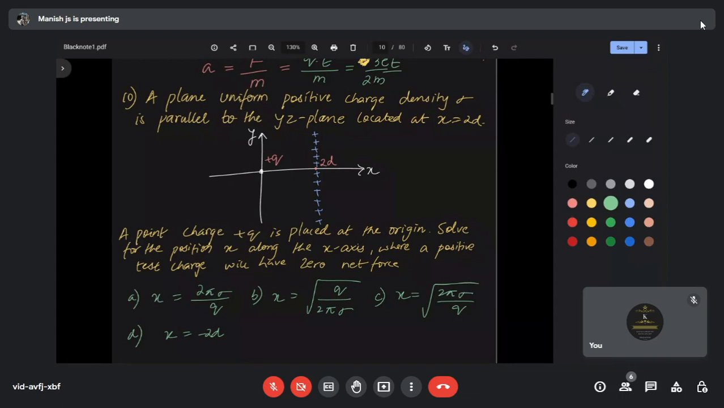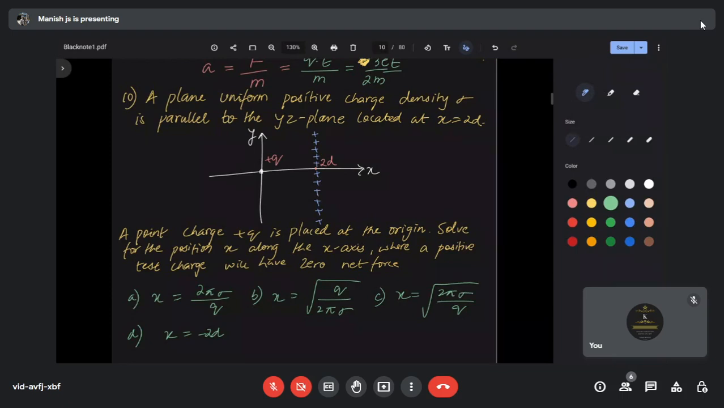Sir, electric field 1 is 1 by 4 pi epsilon naught into q divided by x square. Correct. Similarly, electric field 2 is sigma divided by 2 epsilon naught. Okay, yes. Then you rearranged for x. Yes sir. Okay, rearrange for x. Correct, that's right.